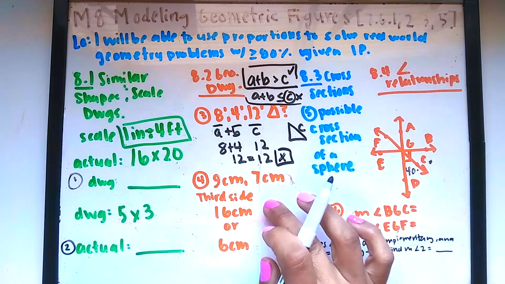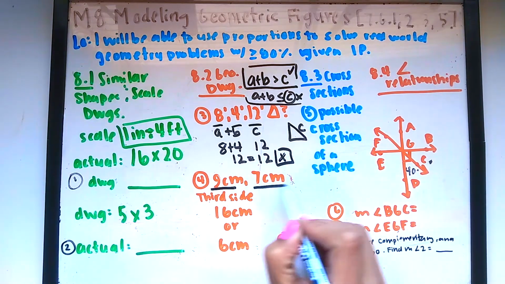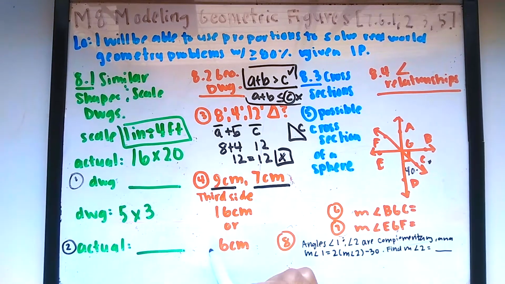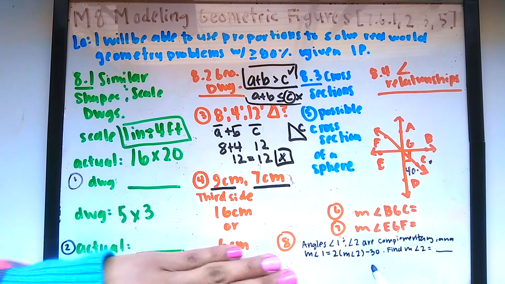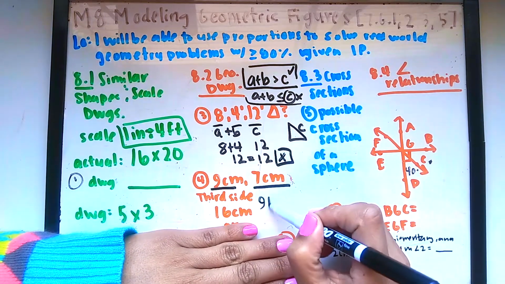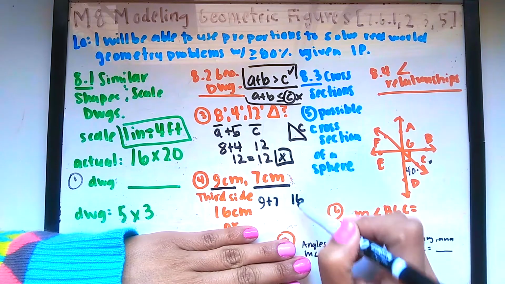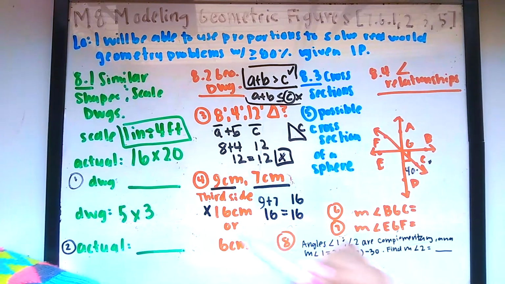Now let's check number 4. This one is giving us 2 sides. It gives us 9 centimeters and 7 centimeters, and asks which third side will make it a triangle. If I were to choose 16, that would be my longest side, my C. So 9 plus 7 is 16, and 16 is equal to 16. So this will not make a triangle.